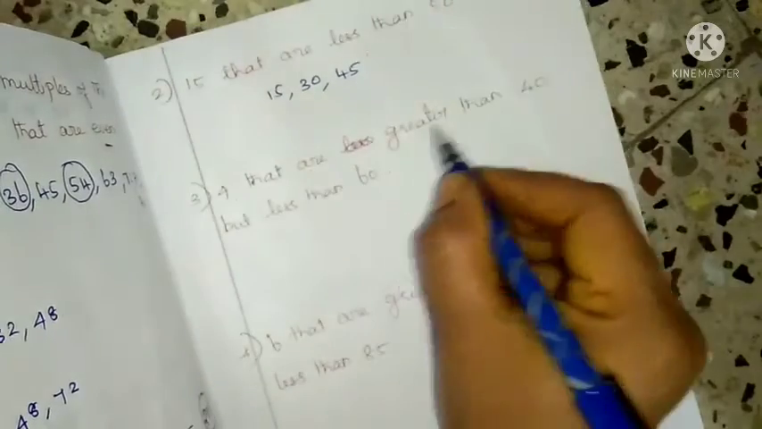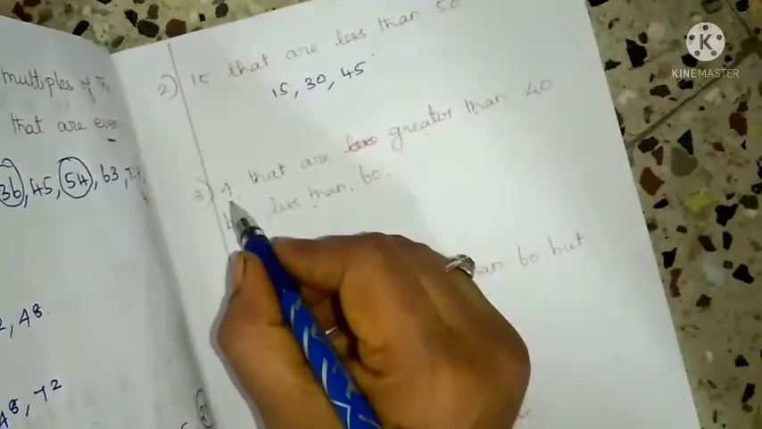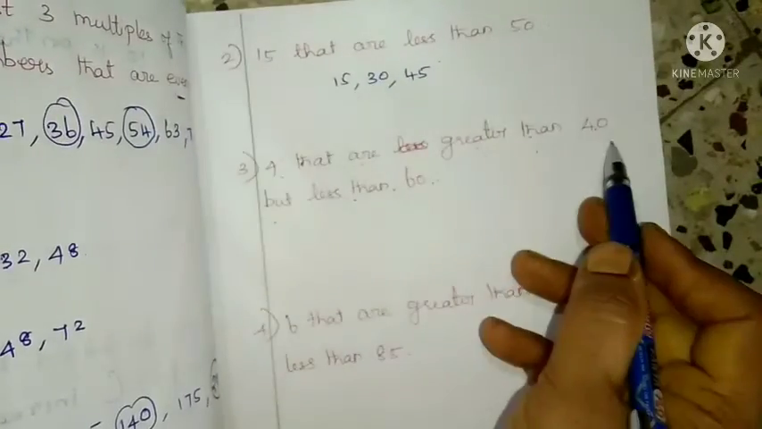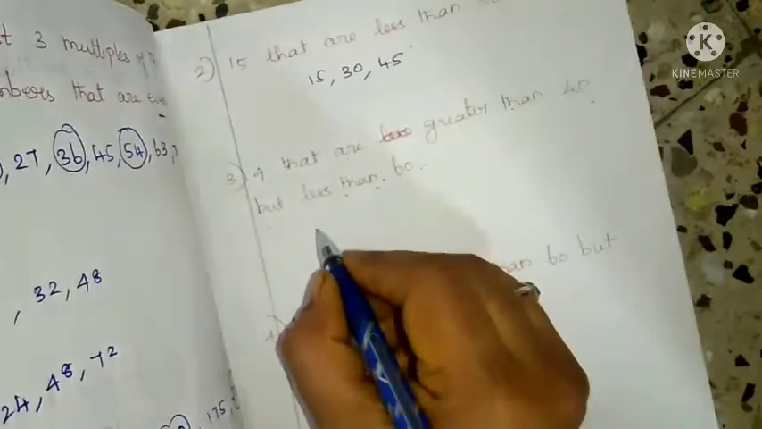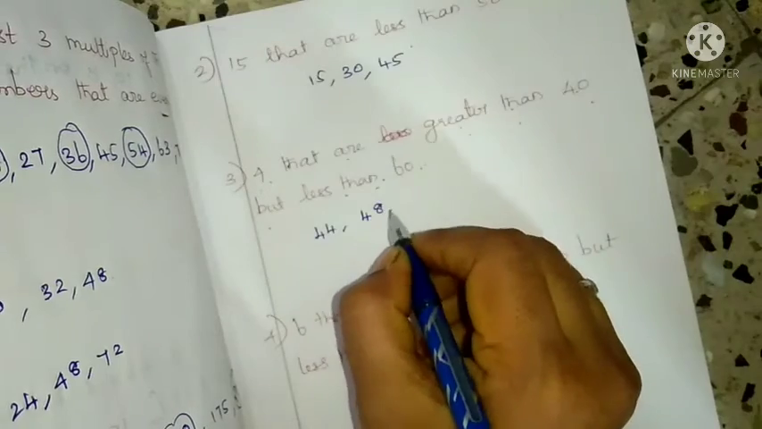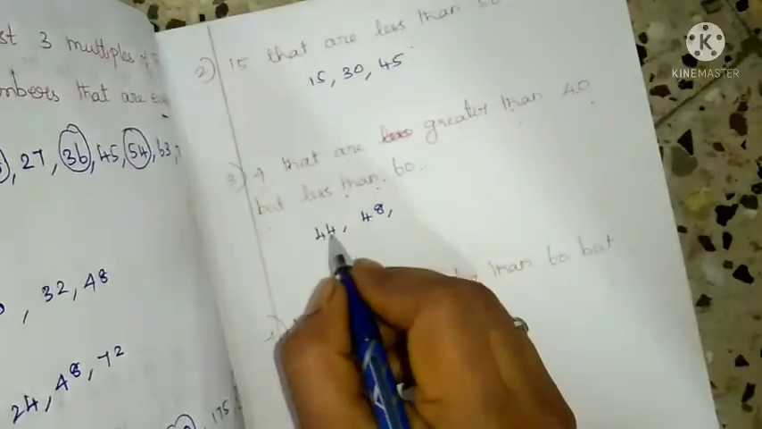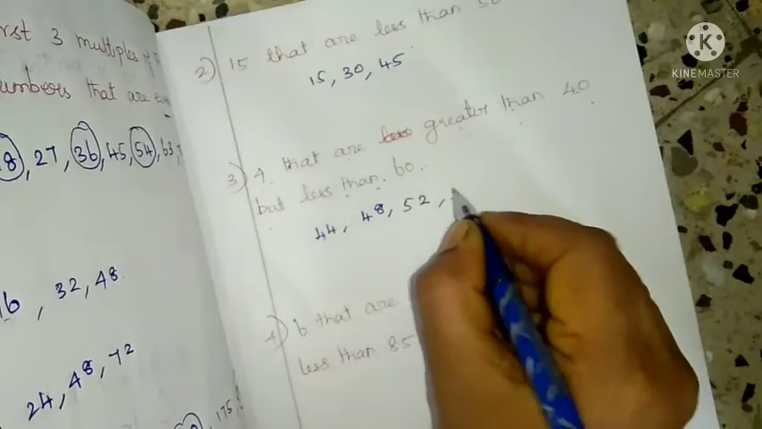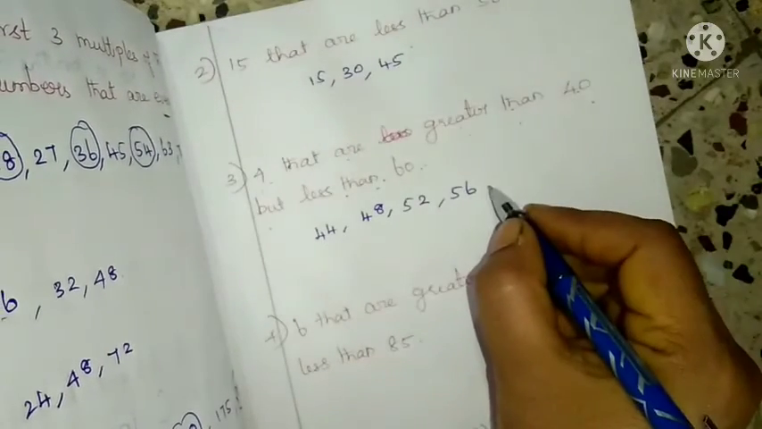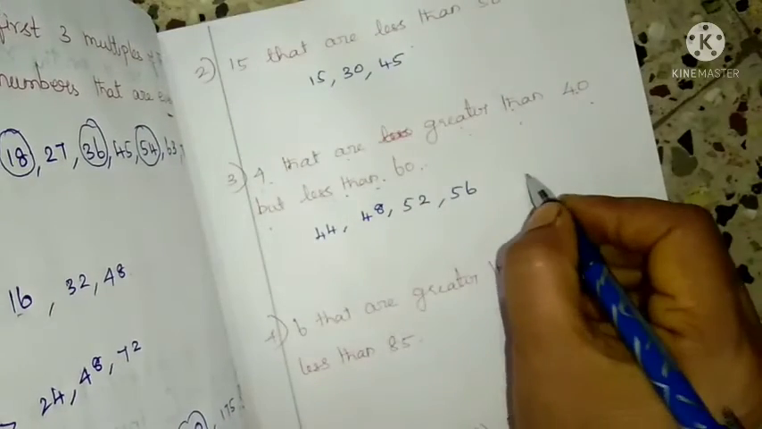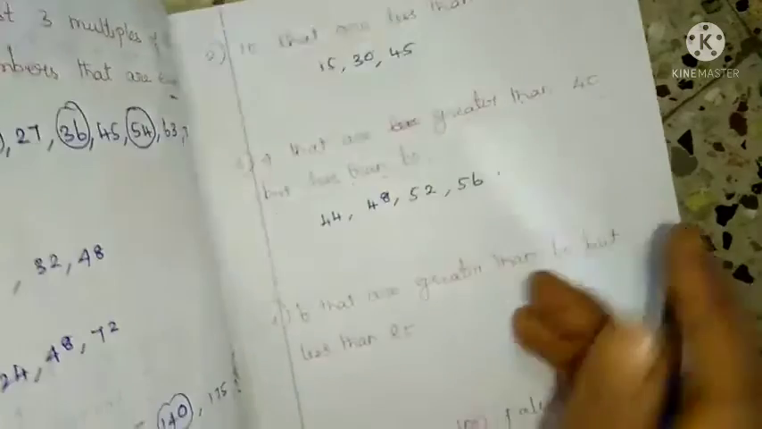Next, 4 that are greater than 40 but less than 60. So fourth table. Heading for all the questions we should see: write the multiples of 4 that are greater than 40 but less than 60. Greater than 40 means 44. Next is 48. 11 fours are 44, 12 fours are 48, 13 fours are 52 and 56. They said less than 60, not equal to 60. If they said equal to 60, we can write 60. But they said less than 60, so we are stopping here.